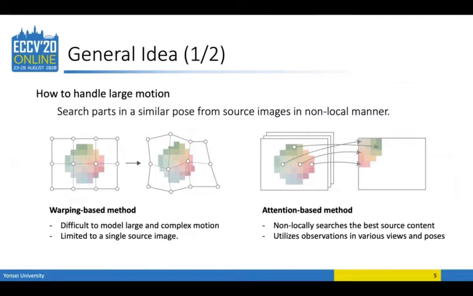To mitigate such problems, we propose an attention-based motion transfer approach that is effective in modeling large motion by searching for the best source content in a non-local manner. And it makes our network utilize observations in various views and poses effectively.